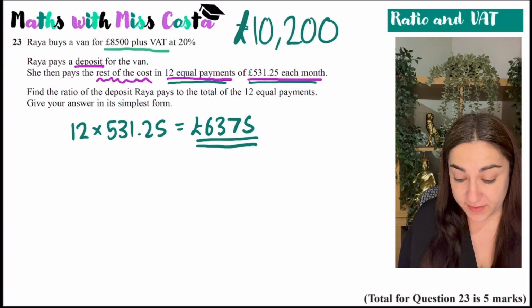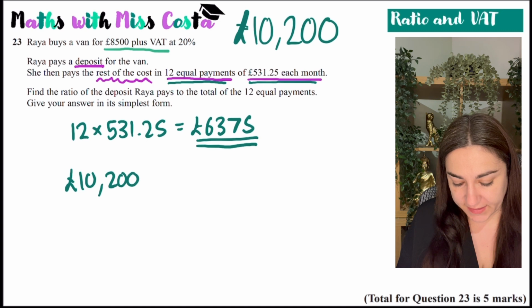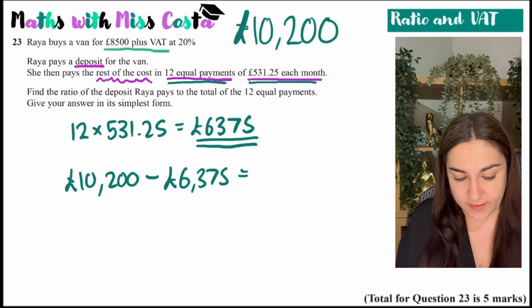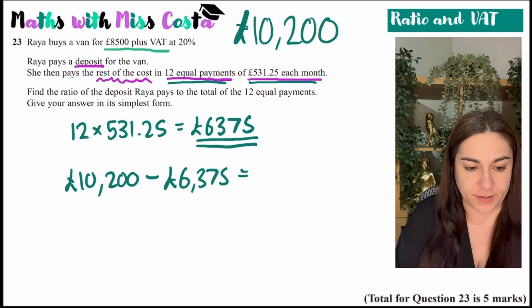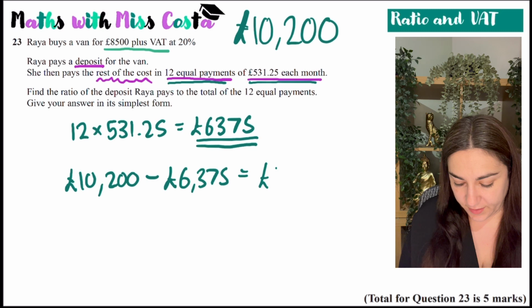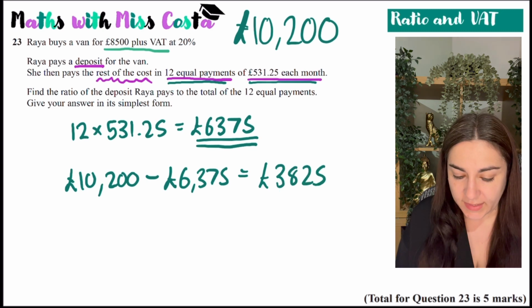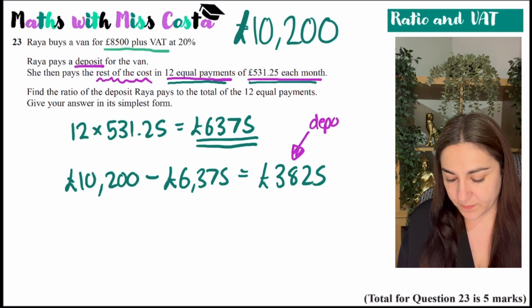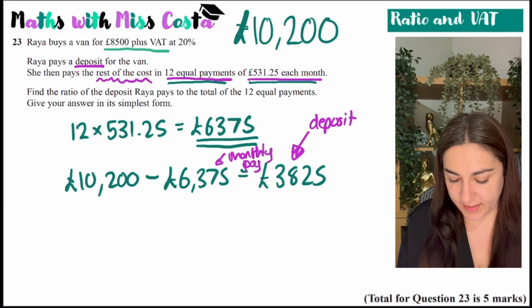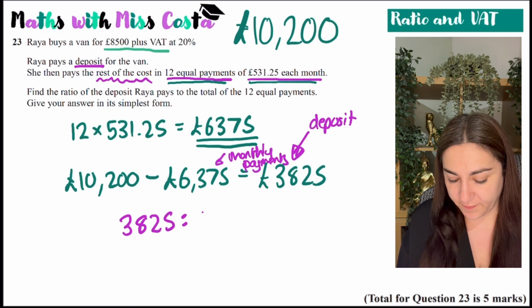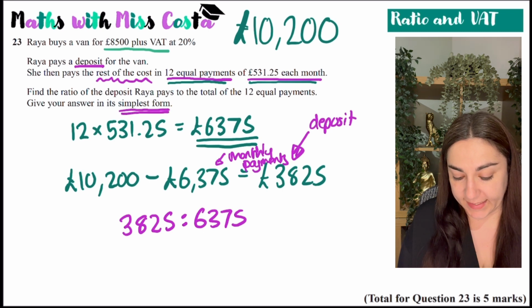To work out how much the deposit is, I'm going to need to do 10,200, which is the total cost, take away the equal monthly payments, 10,200 take away 6,375, and the answer is 3,825. So the deposit is this, and the total of the monthly payments is this. So I've got 3,825 to 6,375, and I need to give my answer in its simplest form.